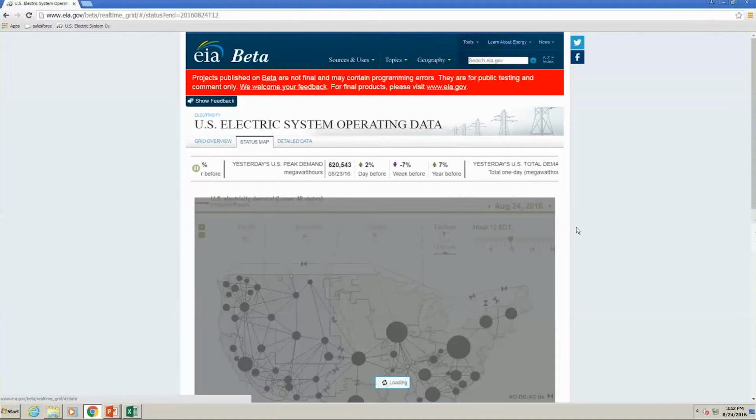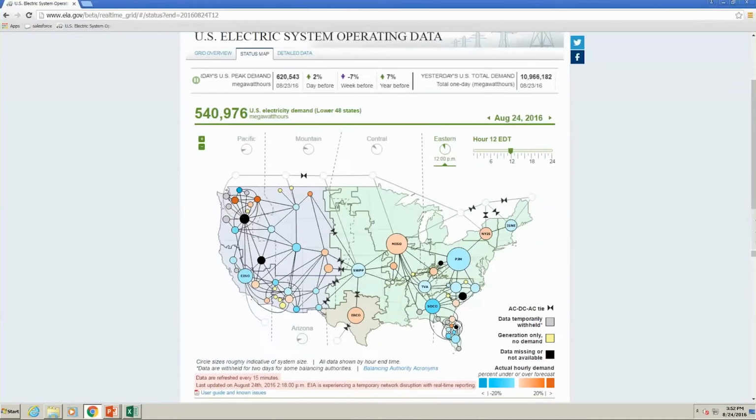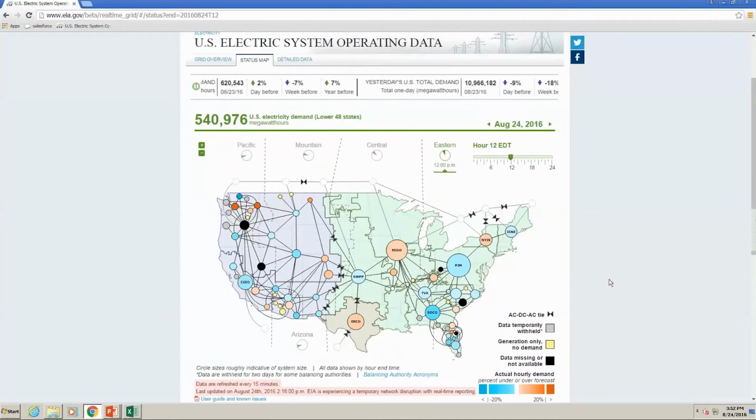And so this is the map. All right, so the first thing to know about this map is that this map shows information about one particular hour. And there's some controls up in the upper right-hand corner, and you can use those to pick the particular hour that you want. By default, it goes to the most recent hour for which we have data.